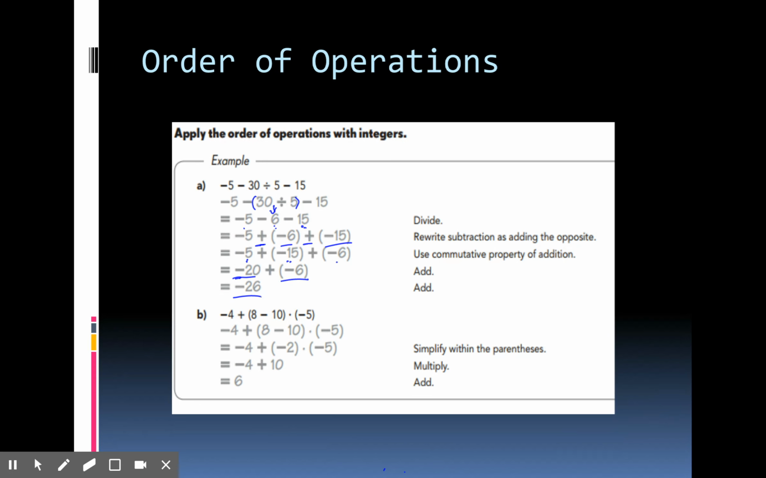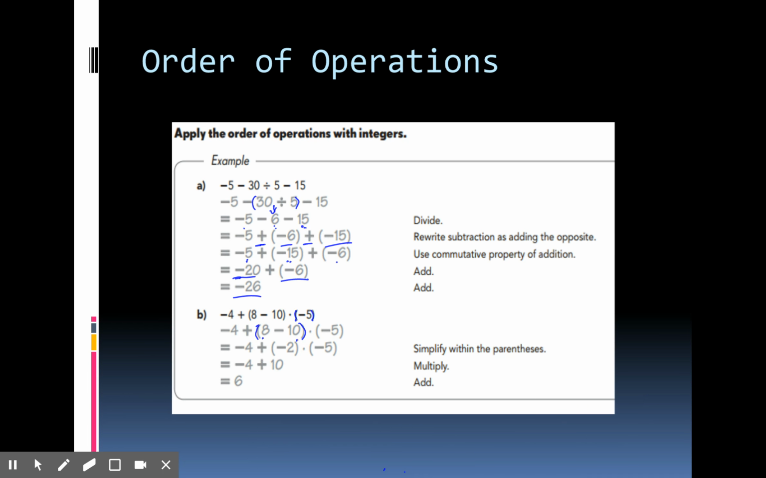All right, here in letter B, we have some parentheses involved. Parentheses, again, tells us we're going to do anything inside of those first. So -4 plus, in parentheses, 8 minus 10 times -5. Now, I don't want you to get confused with these parentheses. That's just separating that negative sign. When there's no operation inside the parentheses, you can't do anything first. So we're going to do what's inside this set of parentheses first here.